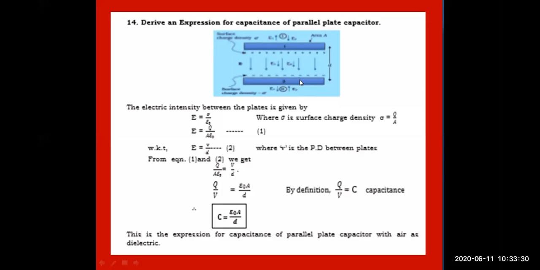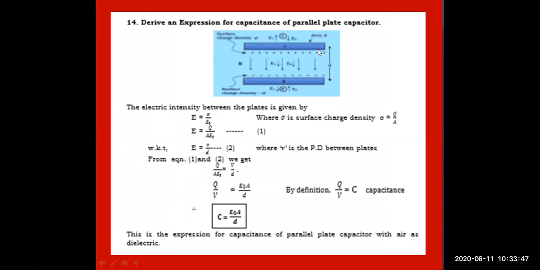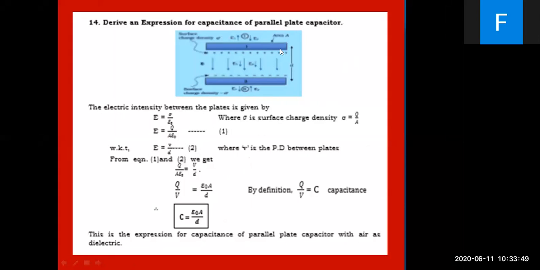Two parallel plates you will draw, label them as A and B, or you can write it as 1 and 2. On the first plate, put all positive charges. On the second plate, put all negative charges. Distance between the two plates, you label it as d. And area of each plate will be denoted by the symbol capital A.